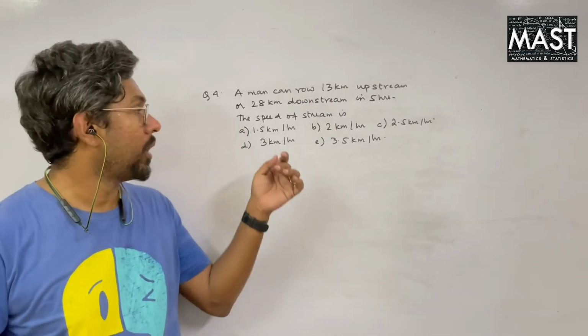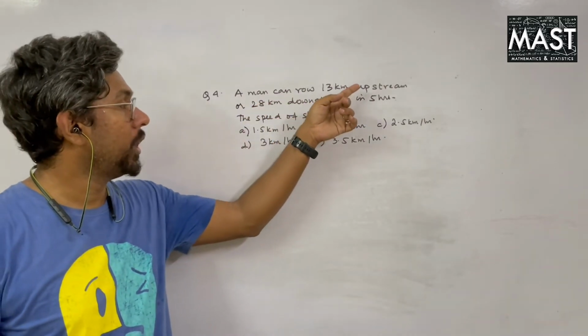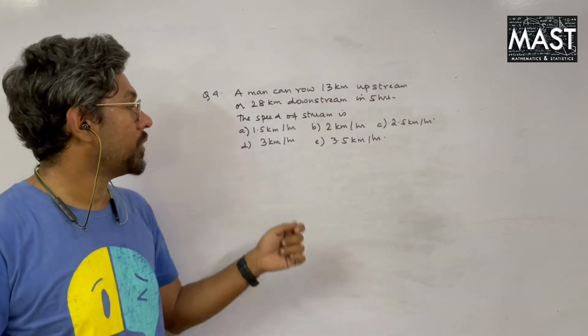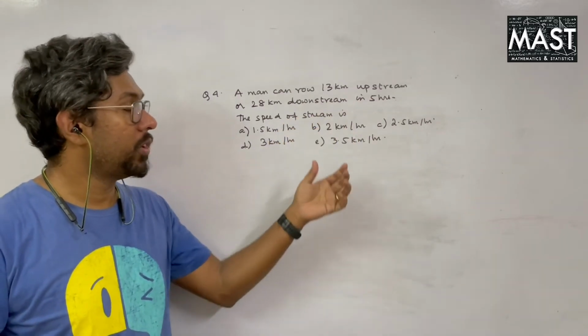Moving on to the next sum. A man can row 13 kilometer upstream or 28 kilometer downstream in 5 hours. We have to find the speed of the stream. These are the options.